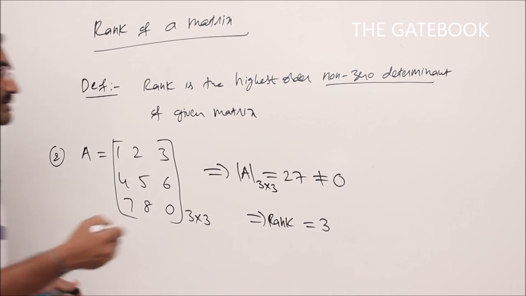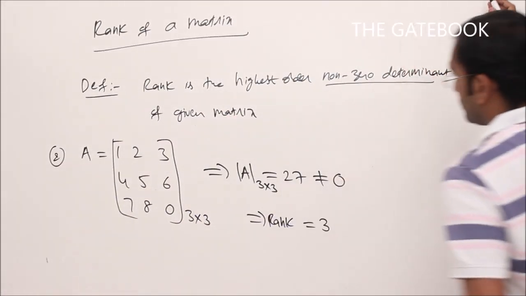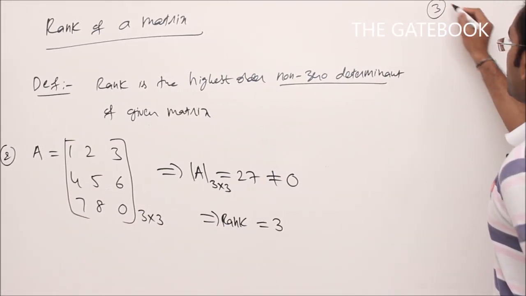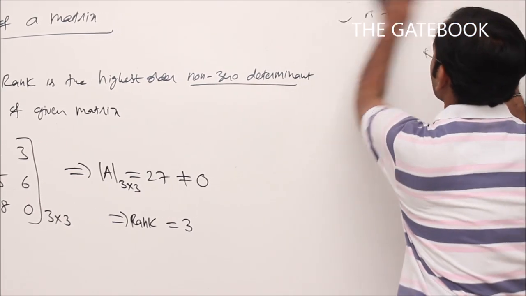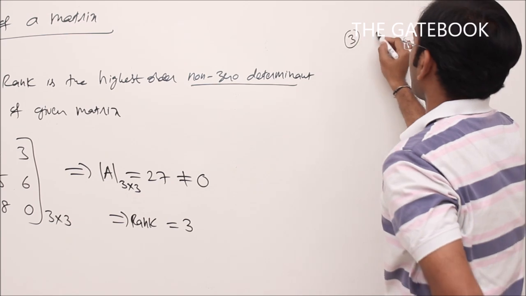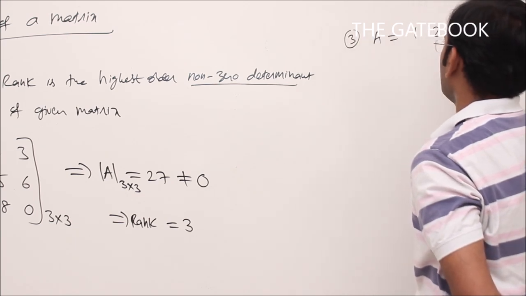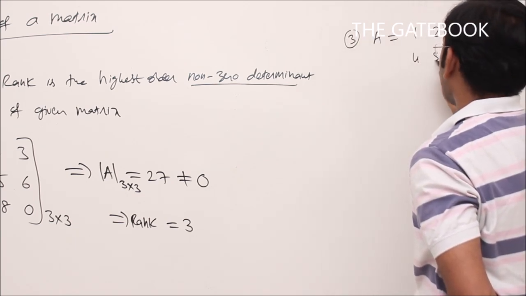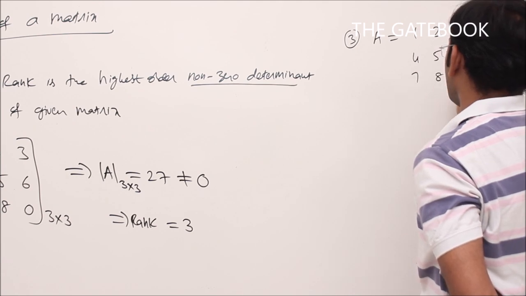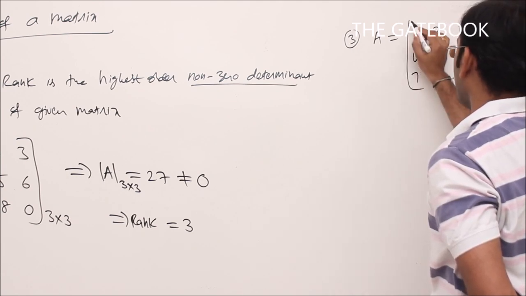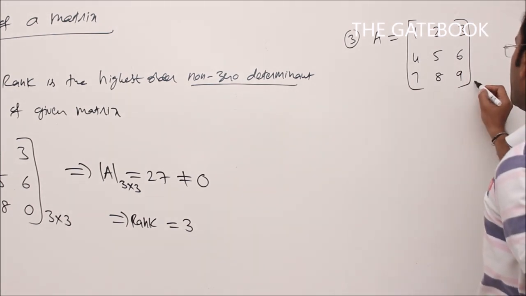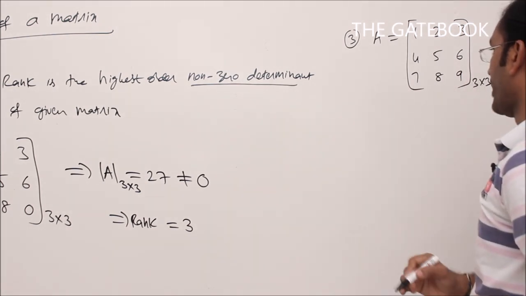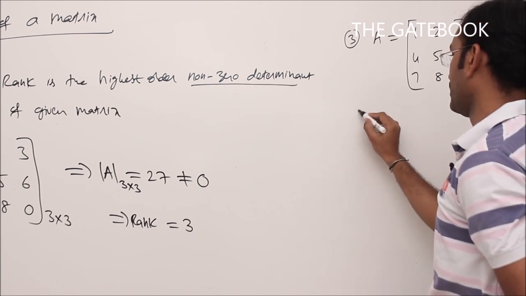Similarly, if we consider another example, example 3, A is equal to 1, 2, 3, 4, 5, 6, 7, 8, 9. I want to find the rank of this matrix. See, it is a matrix of order 3 by 3. Finding the determinant of this matrix, det A value.